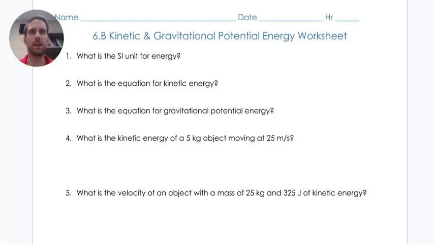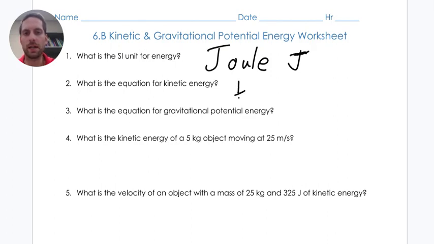I think for this video I'm going to be just walking through this assignment, giving myself some more practice. So to start, the SI unit for energy is the joule, or just J. The equation for kinetic energy is 1/2 mv squared. The equation for gravitational potential energy is mass times gravity times the height.